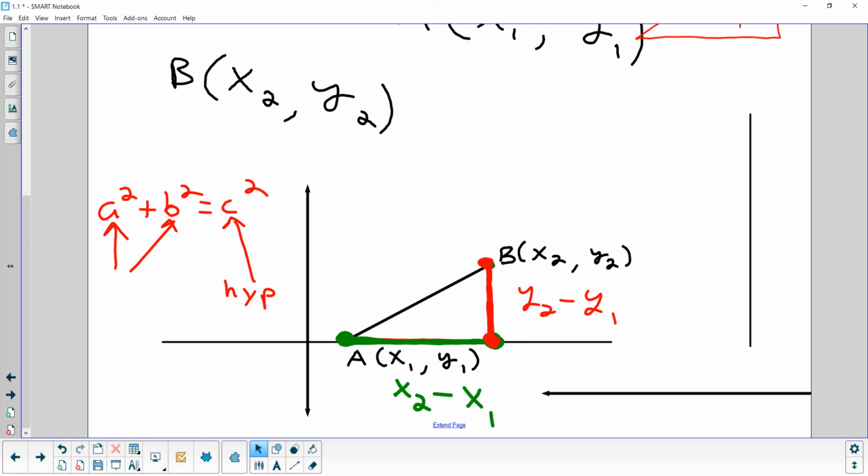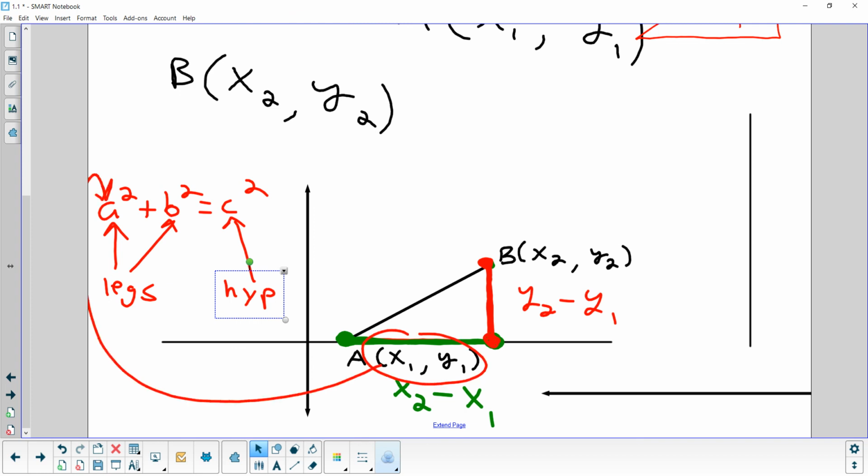Are those the legs? Those are the legs. a could be vertical, a could be horizontal, it doesn't matter. But that's the Pythagorean theorem. a and b are the lengths of the legs, and c is the hypotenuse. So take that and fill it in for a. Take that and fill it in for b. And that will give you your distance formula.